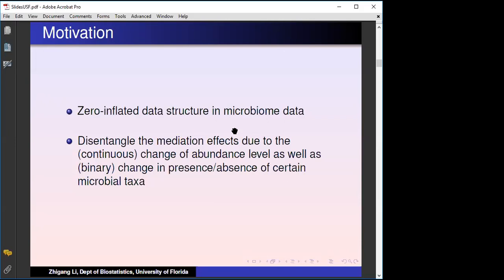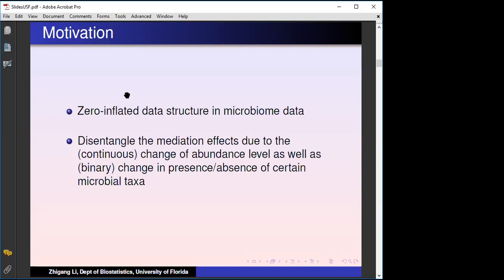So those zeros are false zeros. And those also could be true zeros, right? The person could really be missing some taxa, so that would be a true zero. Then there's no way to identify which zeros are true zeros and which zeros are false zeros. So that makes the problem very challenging.